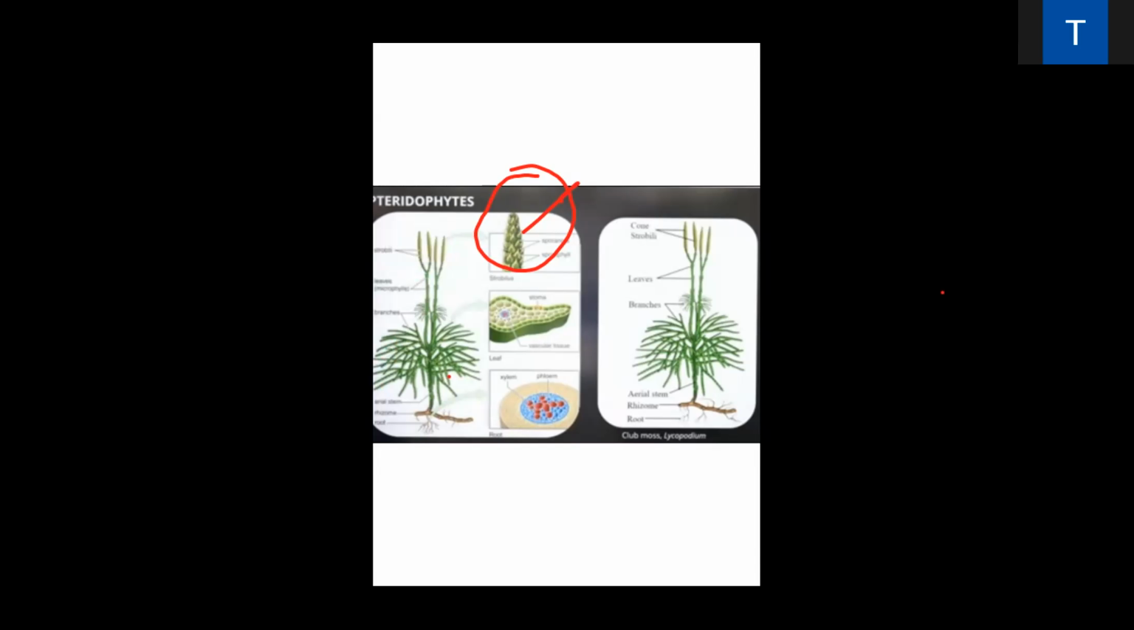When spores are attached to the leaves, this is called the strobilus. Is it clear? It grows vertically. It does not grow horizontally like a thallus.